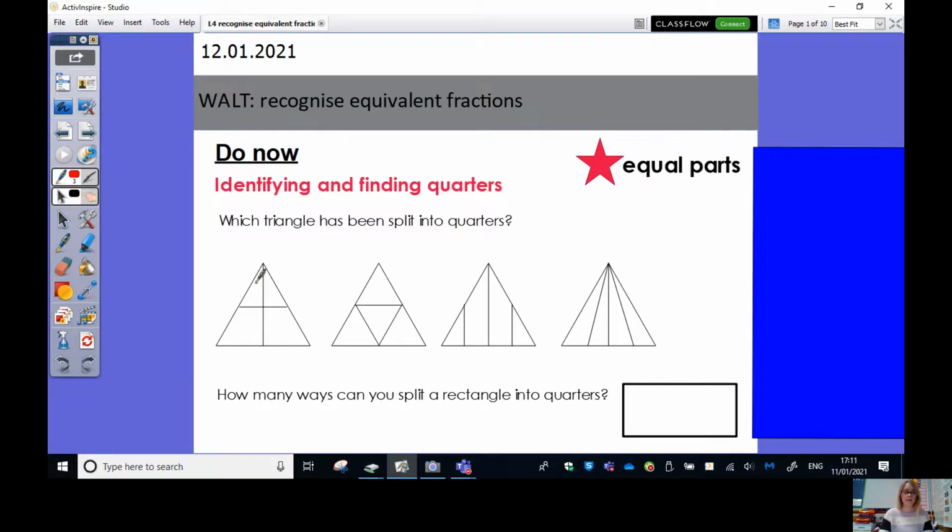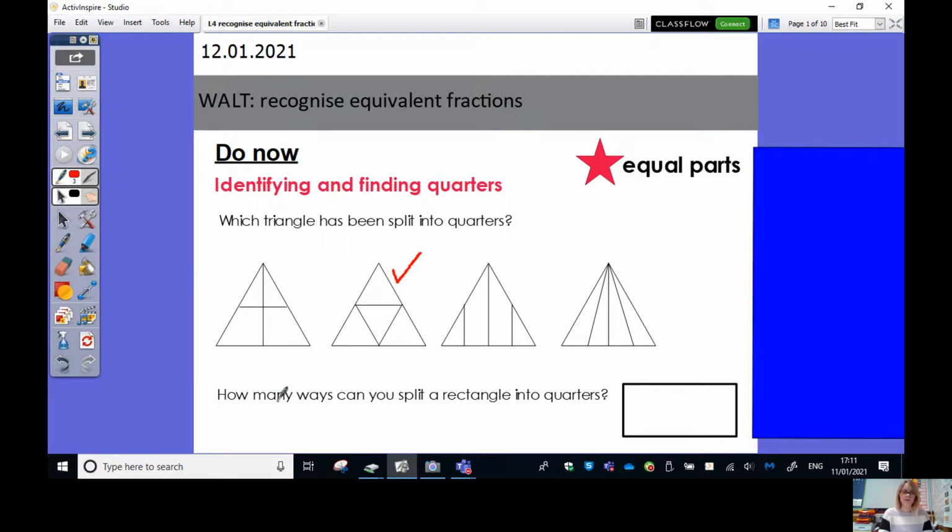So let's look carefully at the triangle. So I can see 1, 2, 3, 4, 1, 2, 3, 4, 1, 2, 3, 4, 1, 2, 3, 4. So if I look really carefully, I can see that this triangle here has definitely been split into quarters. So well done if you managed to work that one out.